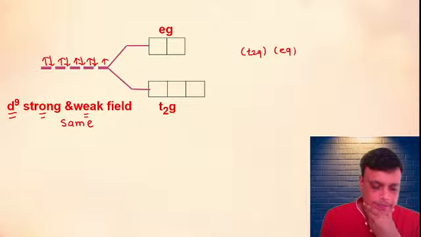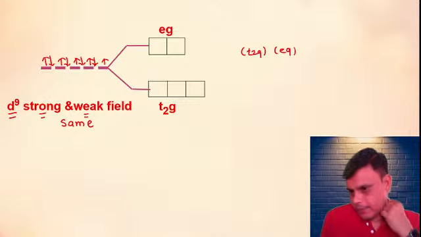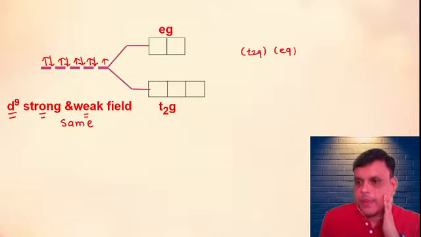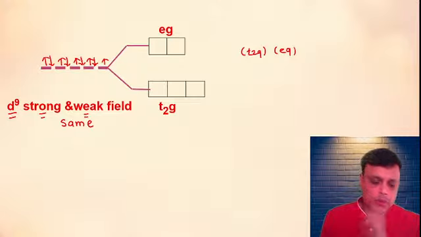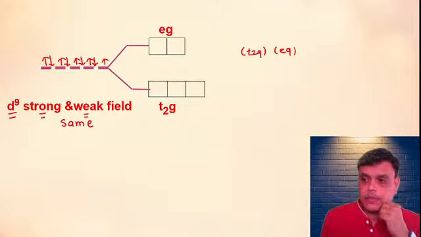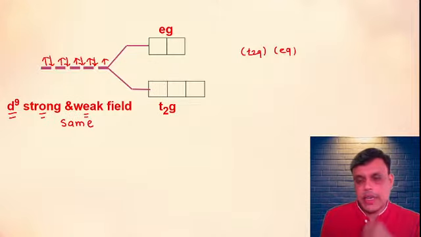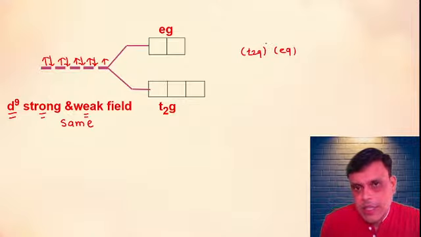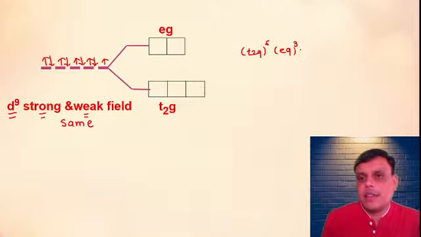बोलो जल्दी से। इलेक्ट्रॉनिक कॉन्फ़िगरेशन बोलो। T2G6, correct, very good Vishwajit. T2G6 and EG3. This is the electronic configuration.